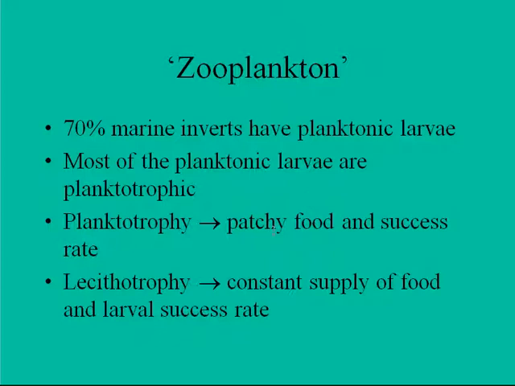All right, so lecithotrophic: constant supply of food and higher larval success rate. But the planktotrophic ones, not as many of the offspring may make it to settlement, and a lot of them may just be broadcast out and then die, but they produce a lot more of those babies. And the lecithotrophic, it takes a lot more energy for the adult to produce a yolk sac as well as a larva. So those are a few of the differences that you'll need to know about how marine organisms make their way compared to terrestrial organisms.